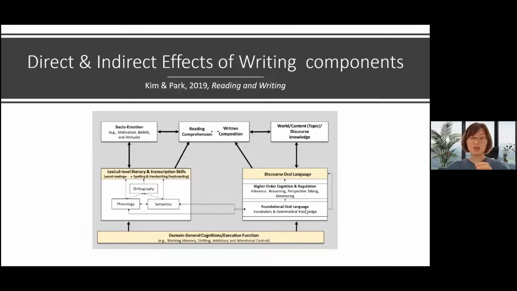Beyond that, oral discourse also requires what I call foundational oral language skills. Those are vocabulary and grammatical knowledge.